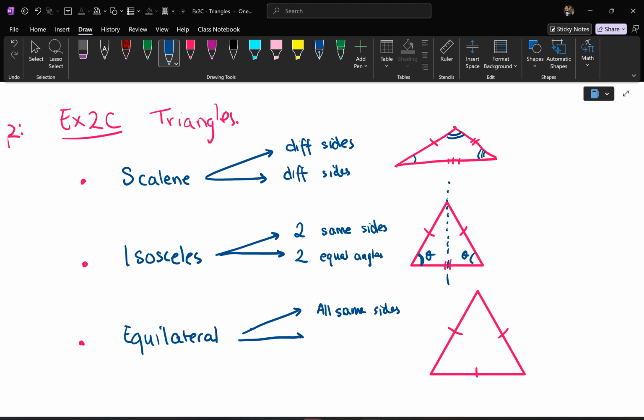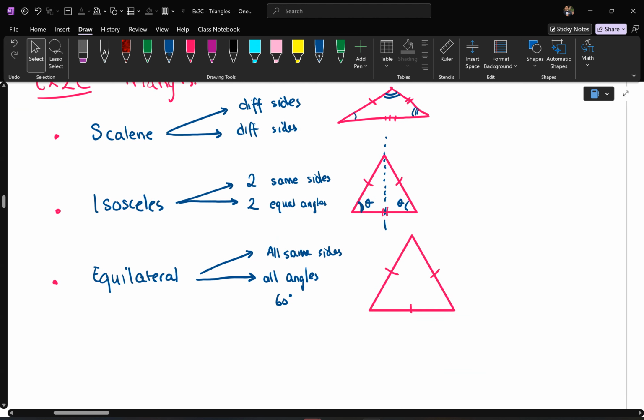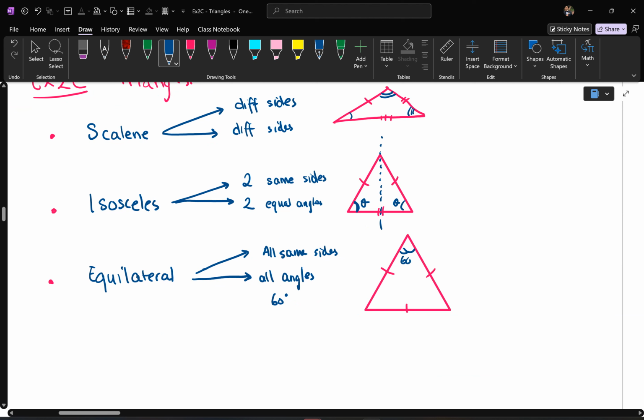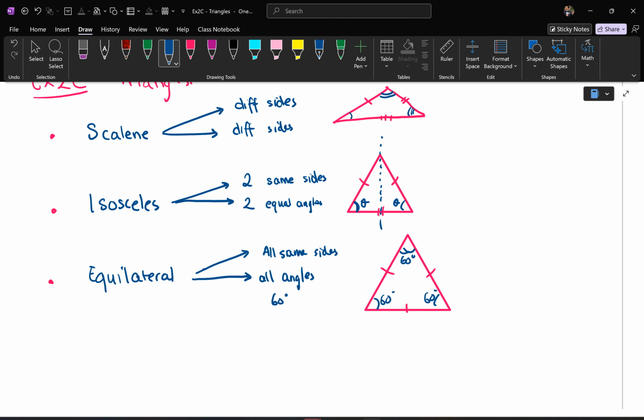And here we go. We've got a second property as well. If all sides are the same, then all angles are the same, which in this case would be 60 degrees. Very good. For an equilateral, we know it has to be 60 degrees. How do we know it's 60? Because all angles are the same. But one property of all triangles, if you add all the angles in a triangle, it must add up to 180 degrees.